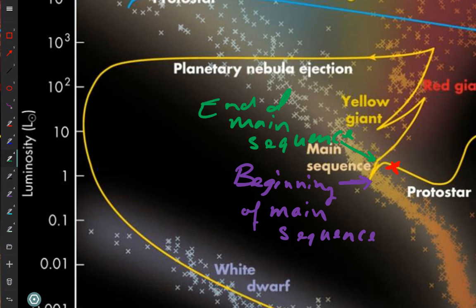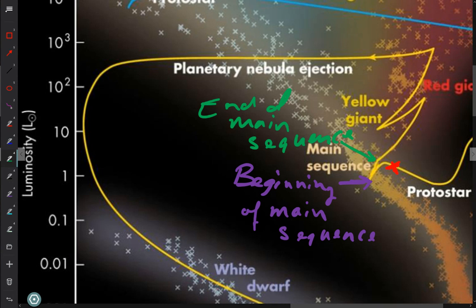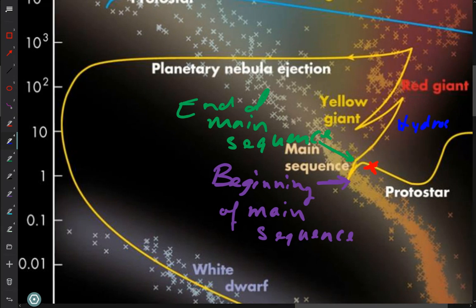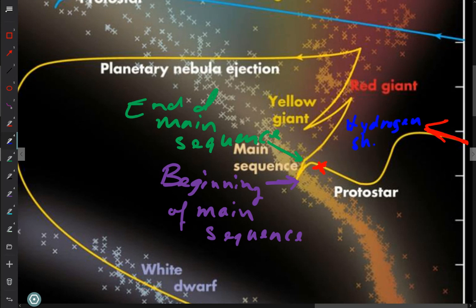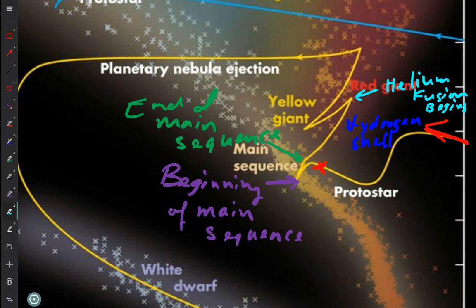You have a shell of hydrogen fusion that goes outward. And that shell of hydrogen fusion is what causes it to go into the giant stage. Actually, I should change color again, shouldn't I? So out here we have the hydrogen shell. And then right at the tip, this is where helium fusion begins. When helium fusion begins, it dips back down for essentially its second main sequence term. But now it's not on the main sequence, it's up there in the giant region.